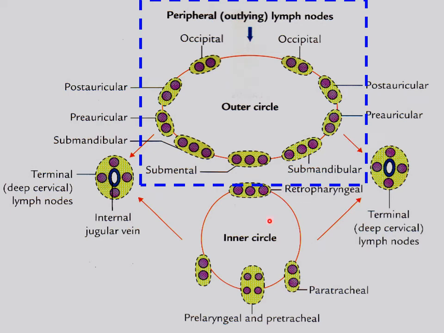The outer circle we had finished earlier. Now this is the inner circle. In front we have the prelaryngeal and the pretracheal in the center. On either side we have the paratracheal. Retropharyngeal will be behind, so that is the circle. In between you will also have the infrahyoid group of lymph nodes. So this is the inner circle, which is part of the peripheral, or superficial, group of lymph nodes.